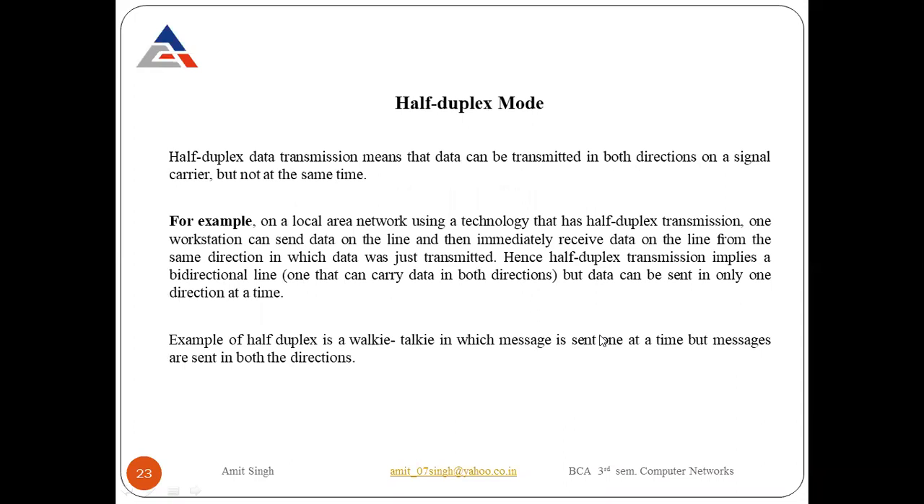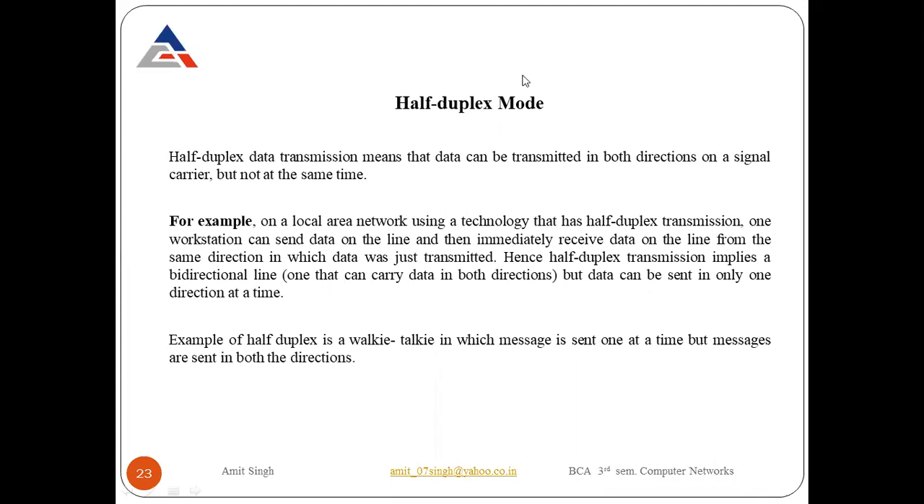The half duplex data transmission means that data can be transmitted in both directions. Device 1 can send to device 2, and device 2 can send to device 1 on a signal carrier, but not at the same time. Both are able to send data, but at different times.